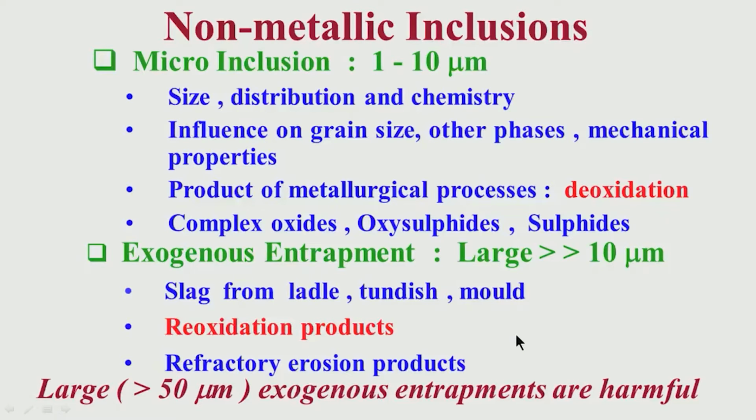This will create a lot of problems, including nozzle blockage during casting. So, we have to be very careful, and their sizes are quite big. We can see these reoxidation products with our normal eyes, which means they are more than 100 micron in size.